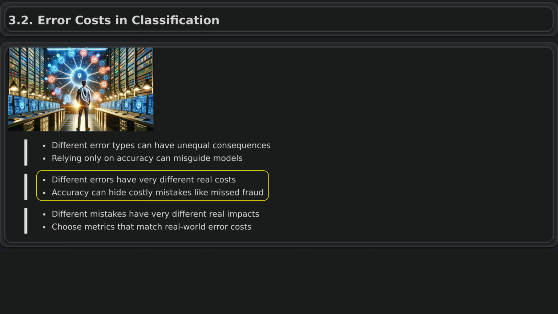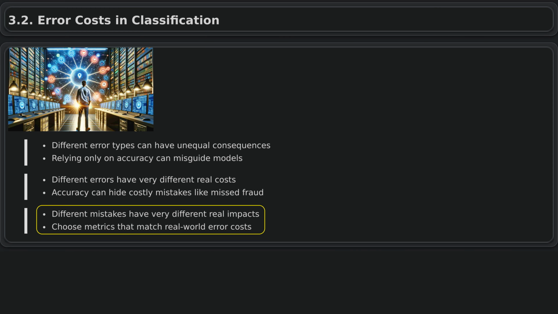In many real-world tasks, different types of errors have very different costs, so accuracy alone can be misleading. In credit scoring, a false negative means rejecting a good customer and losing business, while a false positive means approving someone who may default and cause financial loss. In fraud detection, missing a fraudulent transaction can create serious financial and regulatory problems, whereas wrongly flagging a legitimate transaction mainly causes inconvenience. Because of these unequal consequences, a model that looks accurate overall might still be poor if it tends to make the most costly kinds of mistakes.